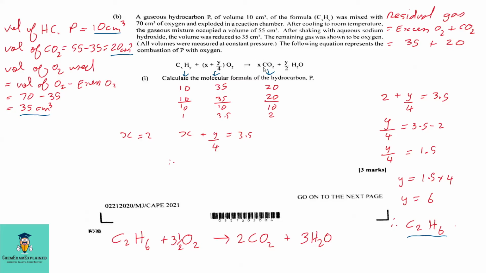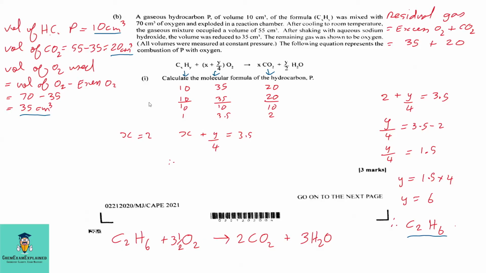So we know that 20 cm³ of carbon dioxide was produced, and we need to find the amount of oxygen used up. The volume of oxygen used will be the volume of oxygen given in the question, 70, minus the excess oxygen, which we calculated to be 35. So the volume of oxygen used would be 70 minus 35 equals 35 cm³.